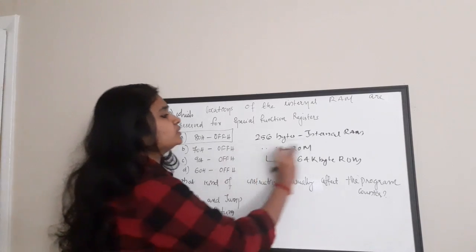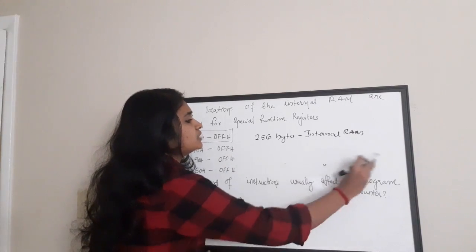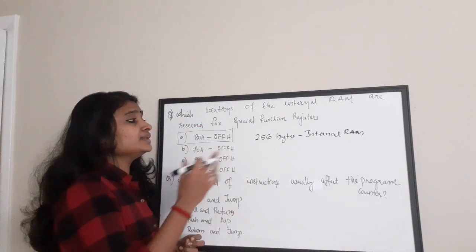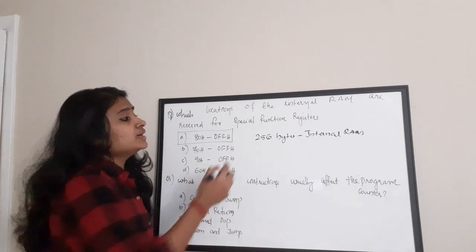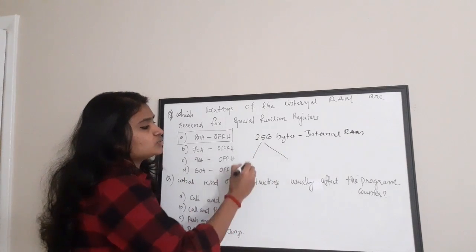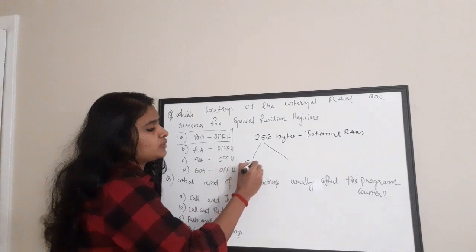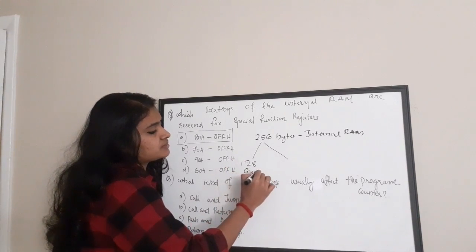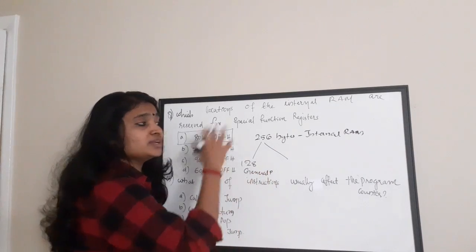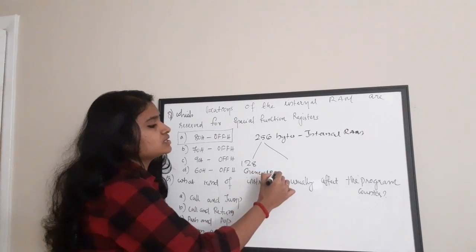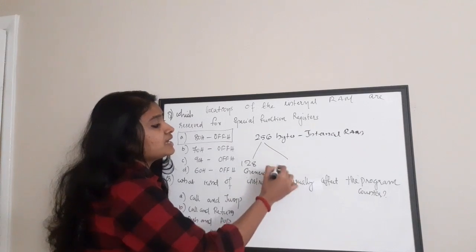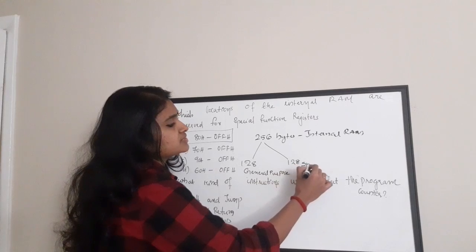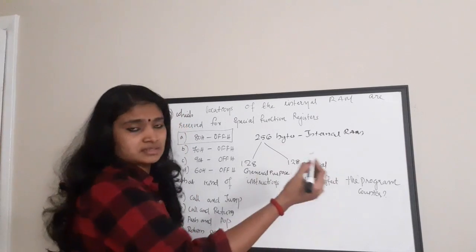So here we are talking about the RAM, because the special function registers are present inside the internal RAM, and the RAM is 256 bytes. This 256 bytes is divided into two portions. I'm just giving you an introduction about this question. In the first 128 bytes, there are general purpose registers, and in the next 128 bytes, there are special function registers, of which we are talking in this question.